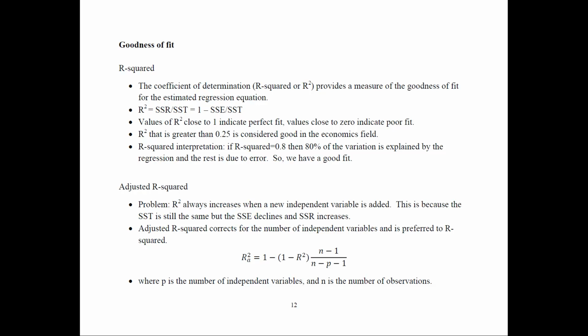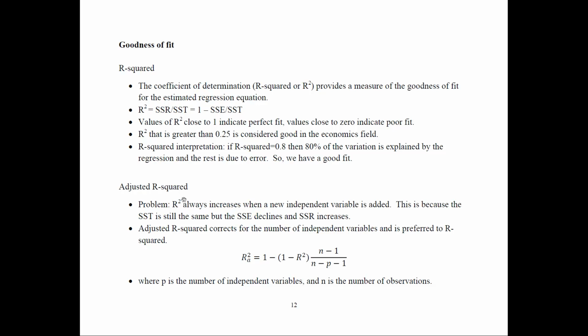And we want as high R squared as possible. Typically, R squared greater than 0.25 is considered good in the economics field, but I've seen papers published with R squared as low as even 10% or even 5%. The higher the better, but typically there's not much you can do about it once you have your data set. So the interpretation would be if R squared is equal to 0.8, then 80% of the variation would be explained by regression and the rest due to error. So that would be a good fit.